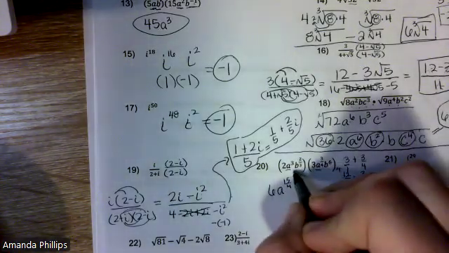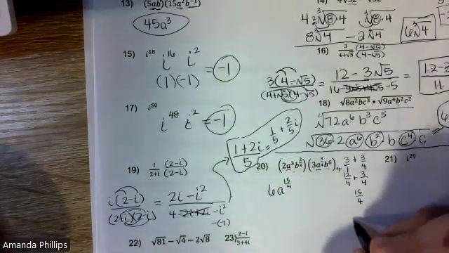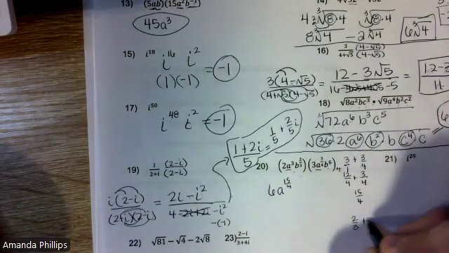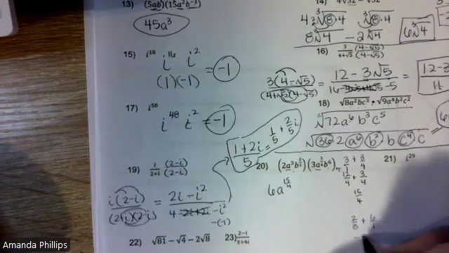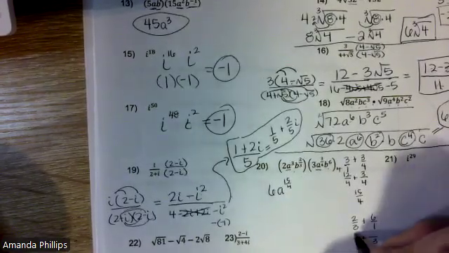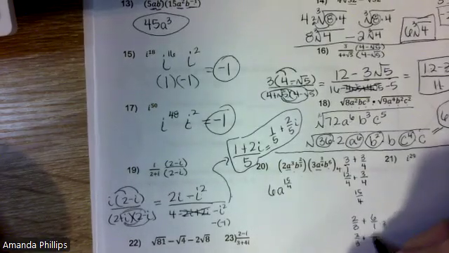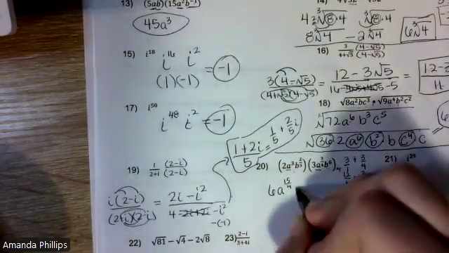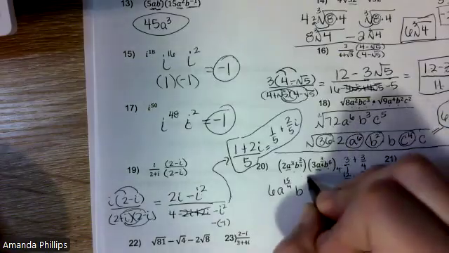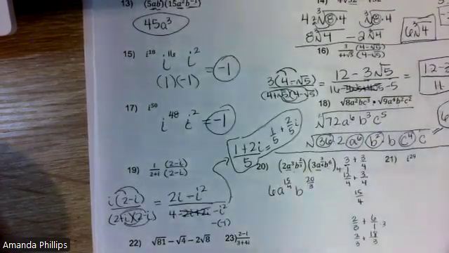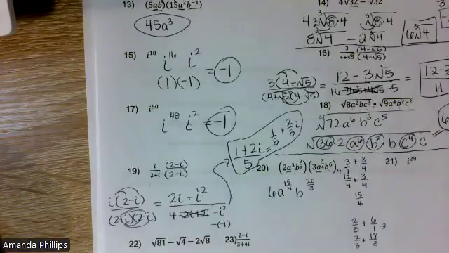And then b to the 2/3 times b to the 6th. Well, we have to do the same thing. We have to add 2/3 plus 6. So let's make 3 our denominator. We didn't change 3, so we won't change 2. 1 times 3 is 3. 6 times 3 is 18. So that's going to be b to the 20/3. Okay? All right.